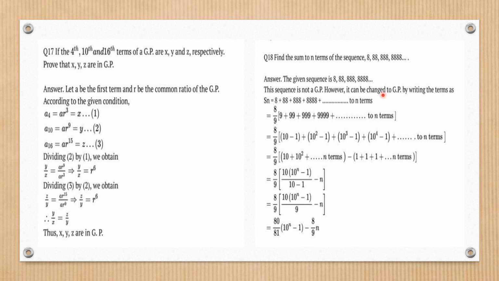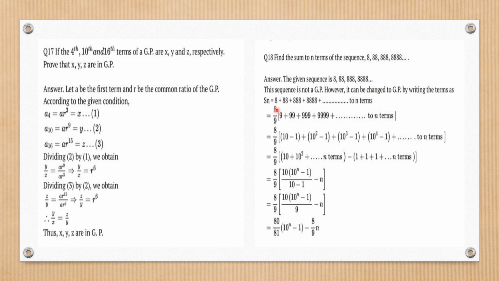So you have to change it to GP, and in such questions where repeated numbers are there, whether in decimal or without decimal, there is a pattern. Every such sequence will be treated like this to make it a GP. You take the number that is repeating common, 8, and you have to bring inside 9, 99, 999, in questions where decimal is not involved.